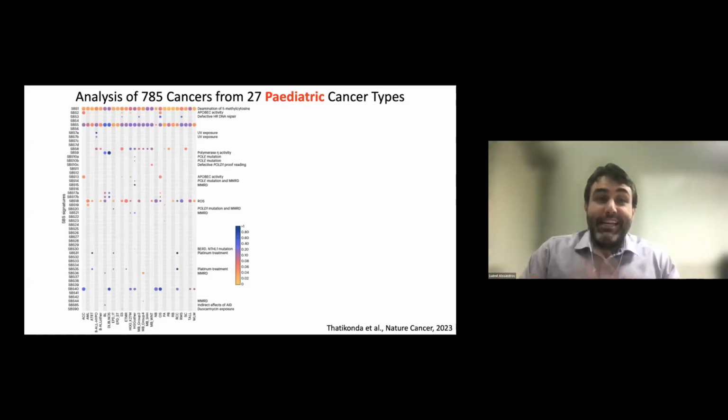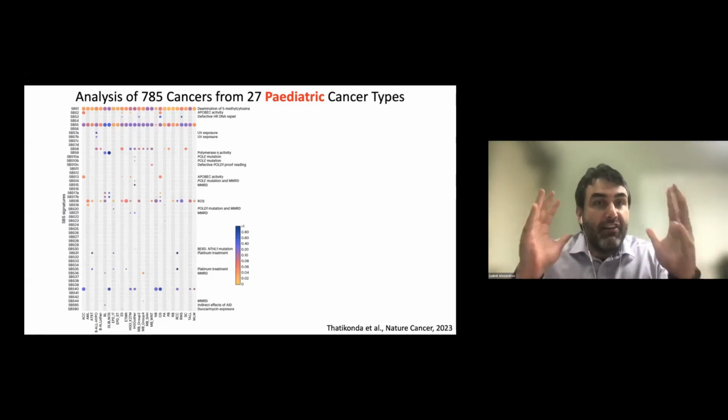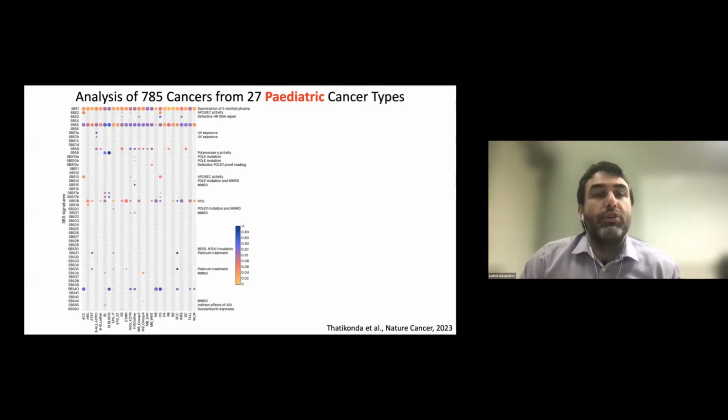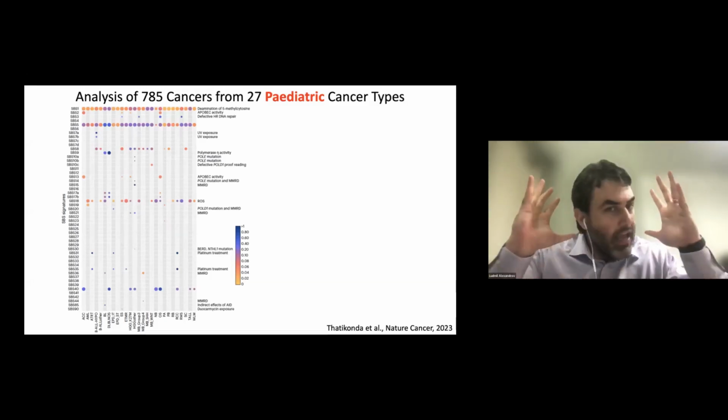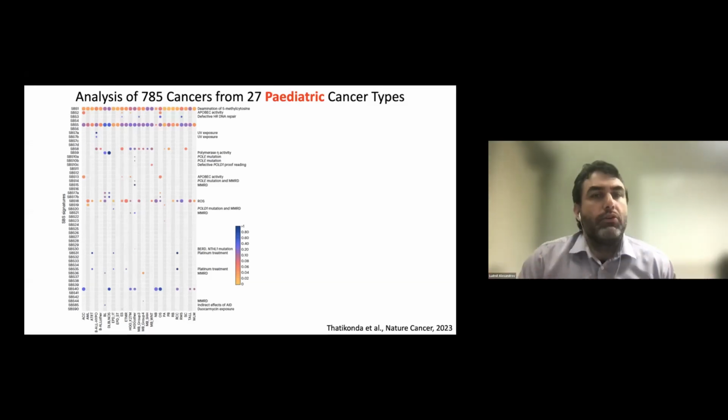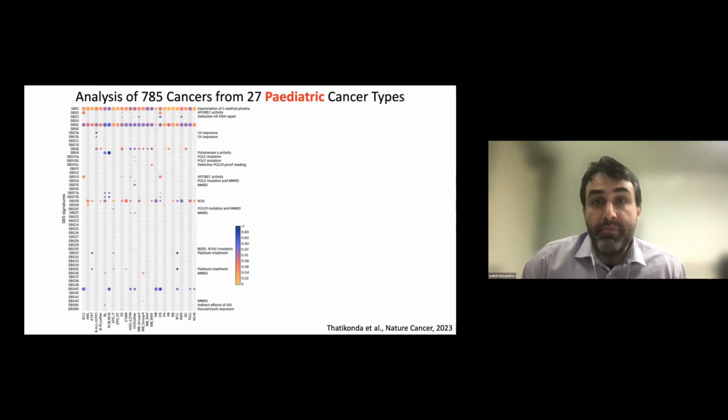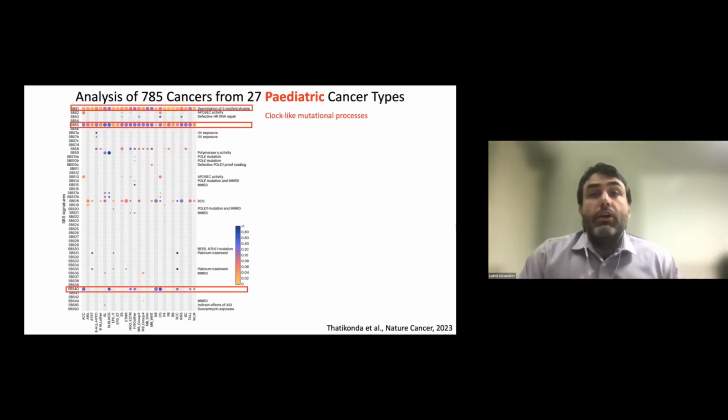The first thing you'll see in this figure is that it is very sparse. There are very, very few mutational signatures in childhood cancers. If you look at the alternative figure for adulthood cancers, it will be overwhelmed with different circles in different sizes across all different cancer types. We can briefly categorize these processes.